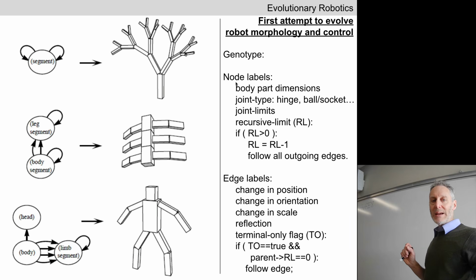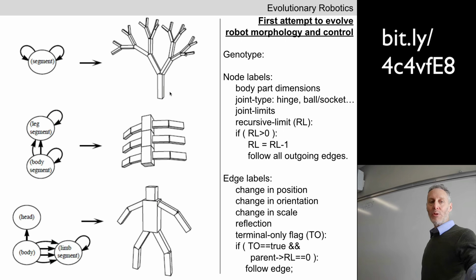The first set of labels inside a node is body part dimensions. We're going to restrict ourselves today to rectangular solids. So a rectangular solid has a length, width, and height. The first thing that's inside a node label is a triplet of floating point numbers dictating the length, width, and height of the rectangular solid that is being built by this node. So let's use this genotype and this phenotype as our example for now. Inside this node is a certain length, width, and height.